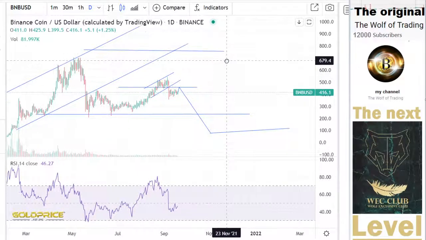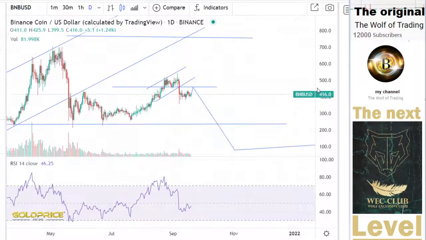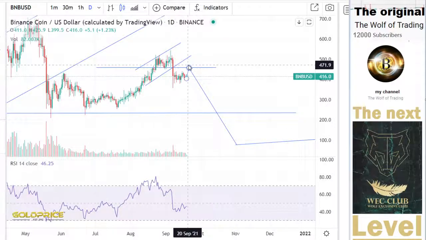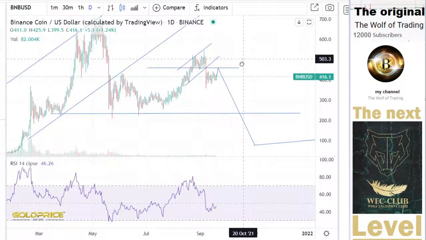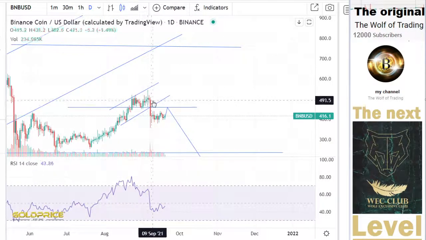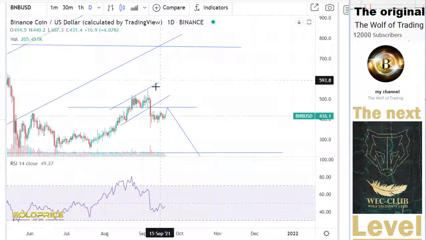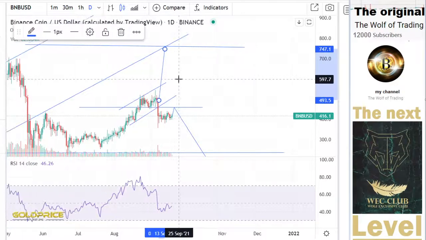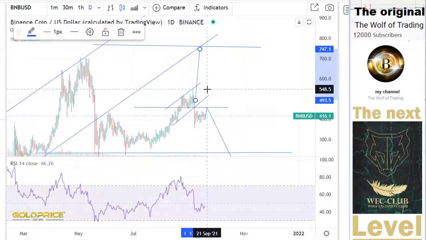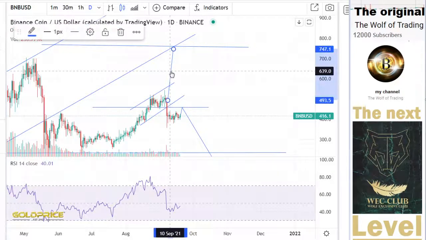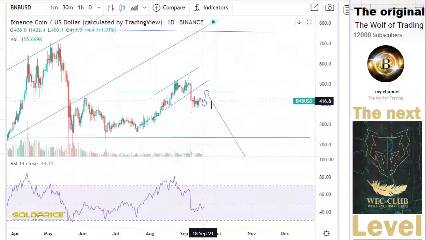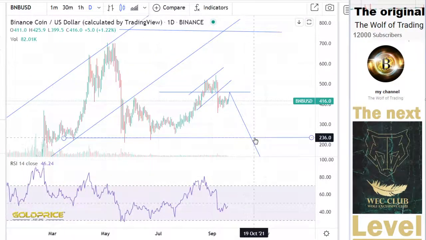I can tell you why we are not going to the top side. The reason is we already broke this here to the downside and made a retest. That's the reason why we're not going to the top side. If we stayed at these levels, then I would say we have a theoretical chance to go to 800, but this chance is gone. We do not have the possibility now to go to the top side. The price will go here to the downside in direction of 200.